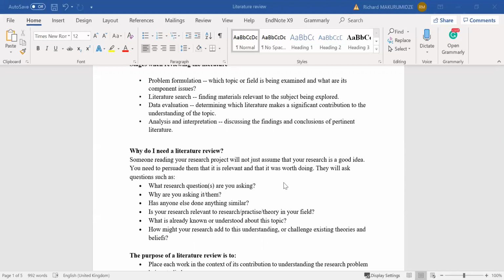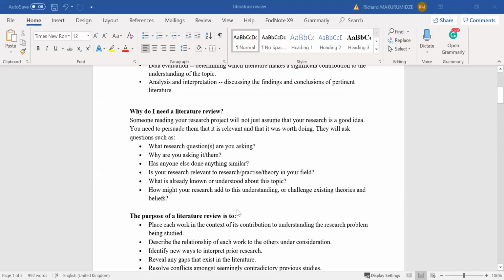What is already known or understood about this topic? How might your research add to this understanding or challenge existing theories and beliefs? This is very important. Remember, as I said, in most cases when you are doing research at a higher level, most people ask us, what is your contribution on whatever research you have done? So it is very critical for your literature review to make sure that whatever you present, as you read it, actually contributes to understanding of the subject which you are studying.